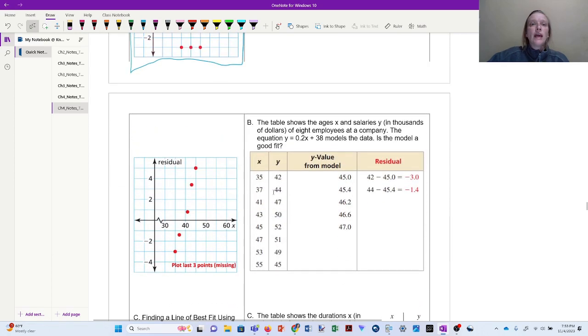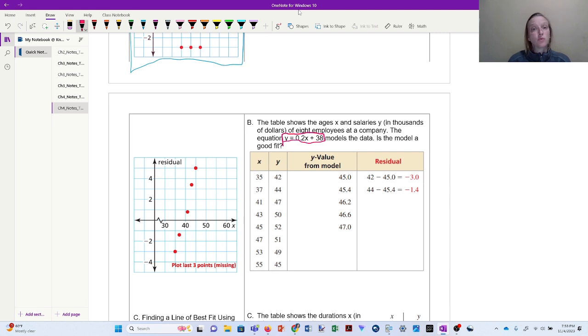So let's look at an example of a model that isn't a good fit for the data. This table shows ages X and salaries Y in thousands of dollars of 8 employees at a company. This equation was used, 0.2x plus 38, to model the data, and then we're being asked, is that model a good fit?